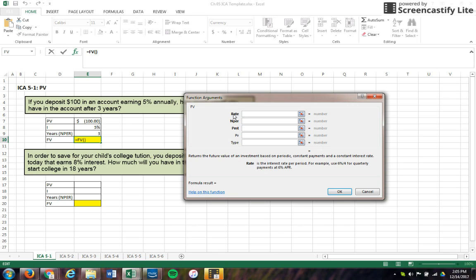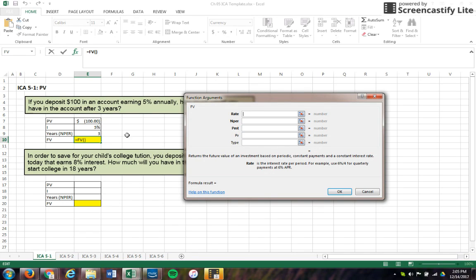So it shows that we need a rate, we need number of periods, we need a payment, present value, and a type. Now, remember, we only need 3 out of these 5 in order to do a full calculation of time value of money. So the 3 that we actually have is rate, number of periods, and present value. Be careful. Do not confuse payment and present value. We will talk about payment in Chapter 6, but right now, payment and present value are not the same thing. A present value is a one-time lump sum deposit. A payment is a recurring sum that happens in the problem.